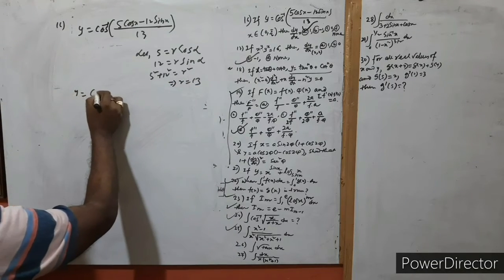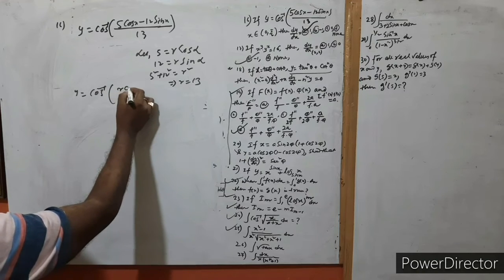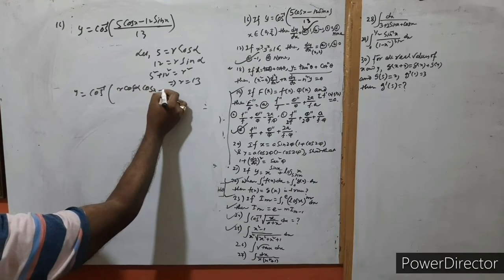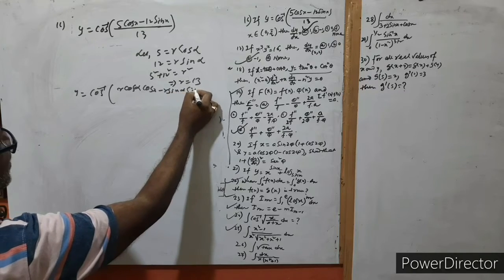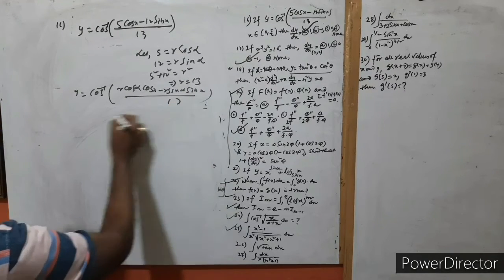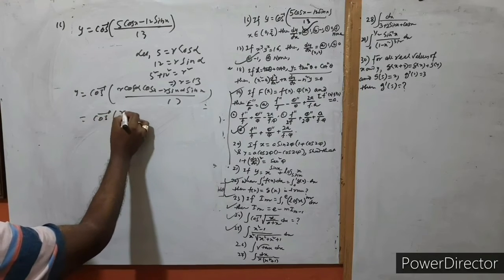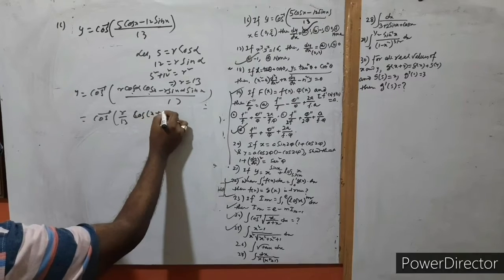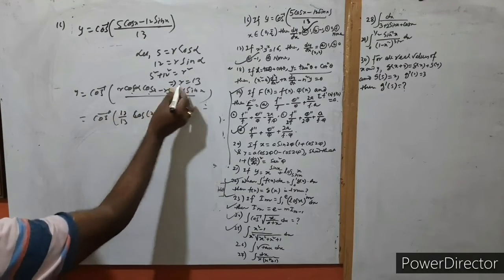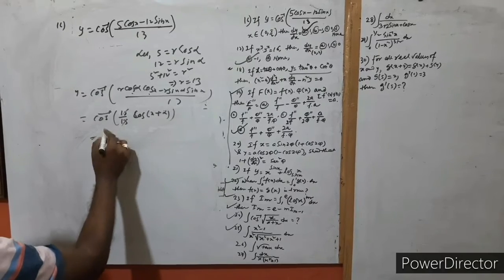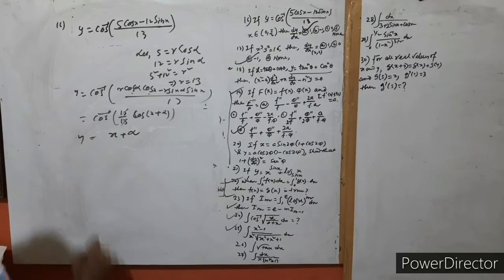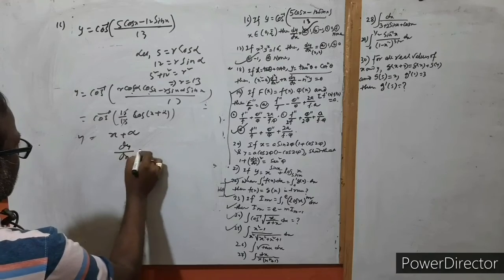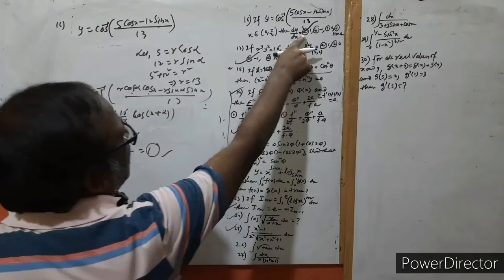So if we put this in the cos inverse, we get r cos alpha cos x minus r sin alpha sin x, by 13. We take r by 13 common, and cos a cos b minus sin a sin b gives cos of (x plus alpha), where r is equal to 13. So 13 cancels, and cos inverse cos gives x plus alpha. As 5 equals r cos alpha and 12 equals r sin alpha, alpha is a constant. So if we differentiate this, dy by dx is equal to 1, and that is option A.